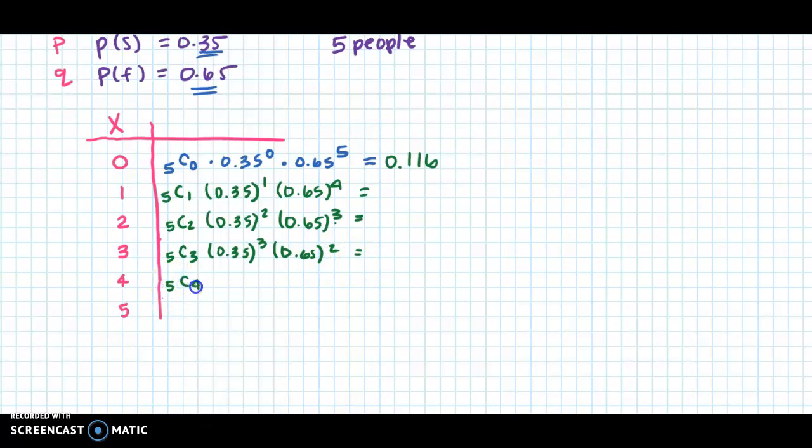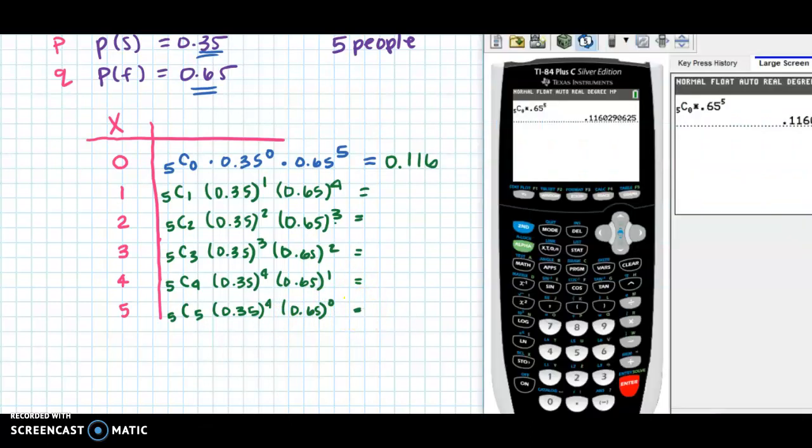And then if I have 4 successes, we have 0.35 to the 4th, and then 0.65 to the 1st. And then the probability that all 5 of them are successful, 0.35 to the 5th, and then 0.65 to the 0. And we'll punch in one more together.